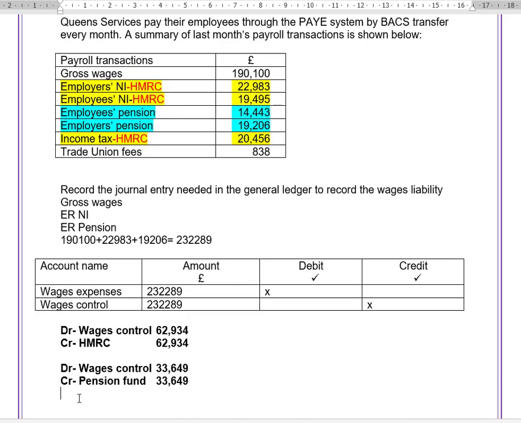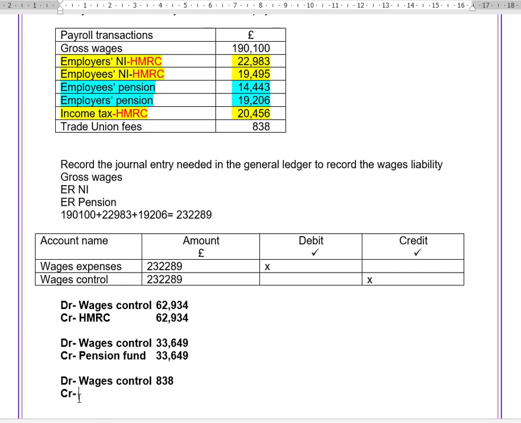And the only other thing you have there is your other deductions. To establish the liability for that, you will do a debit to wages control account of the amount, which is a single amount in there, and you will credit other deductions with the same amount as well.